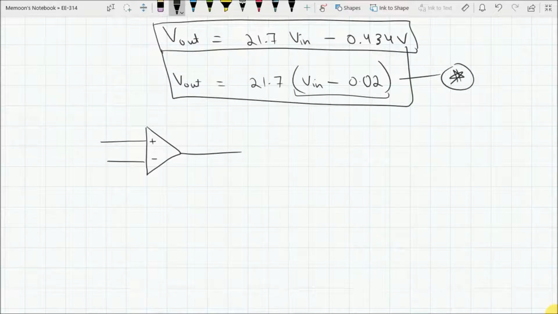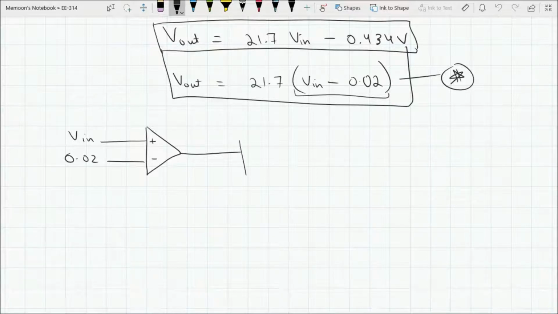We want to make a difference amplifier. So here is 0.02 volts. It can be coming from any fixed voltage source, and here is our V in. And then after the first stage, this output needs to be multiplied by a gain of 21.7.